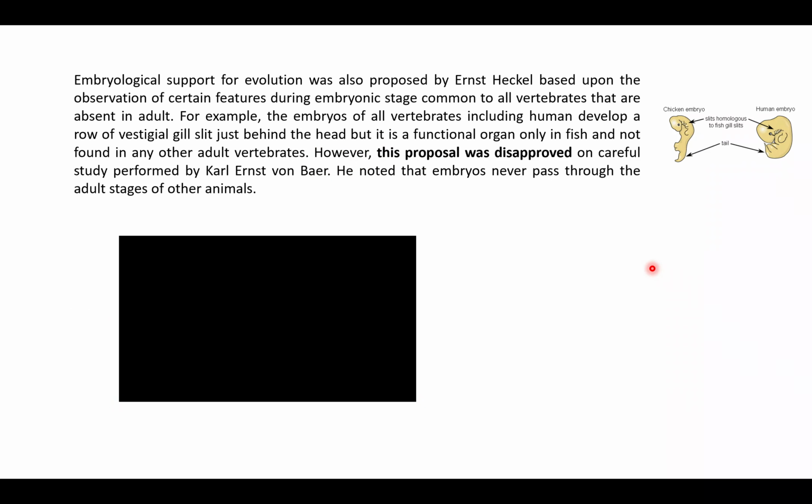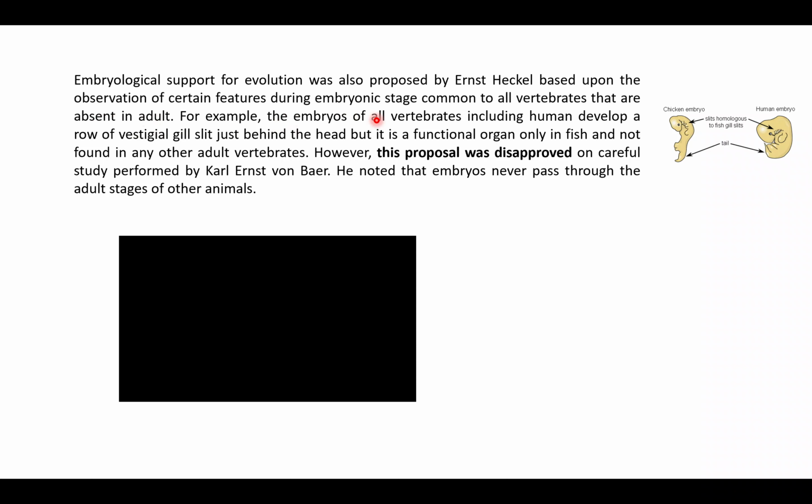So before going to the more accepted theories of evolution, you people have one question about the embryological support of evolution. This embryological support for evolution was proposed by Ernst Haeckel. He said that the embryological support for evolution is there because he observed that certain features during the embryonic stage are common to all vertebrates but absent in the adult.